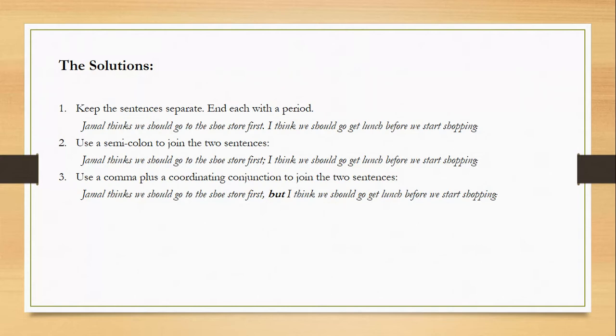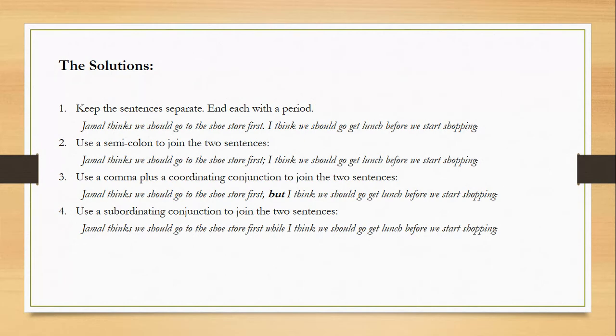You can also use a comma plus a coordinating conjunction to join the two sentences. You probably remember the coordinating conjunctions by the acronym FANBOYS: for, and, nor, but, or, yet, and so. And you select them based on the meaning that you want to achieve. And I really like how this one turns out. But you'll notice there's a comma and a conjunction here. Jamal thinks we should go to the shoe store first, comma, but I think we should go get lunch before we start shopping. I like the but in there because that tells you I'm taking exception to what Jamal wants. So it kind of adds meaning to the sentence.